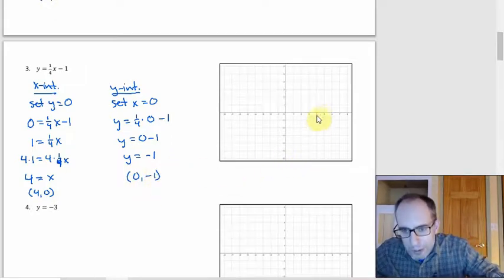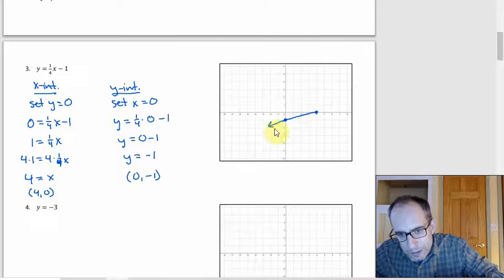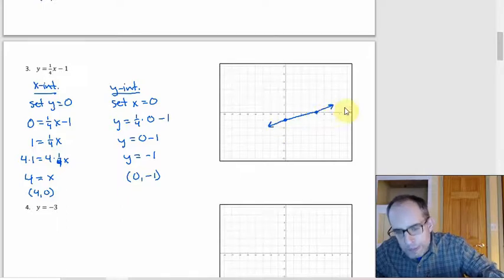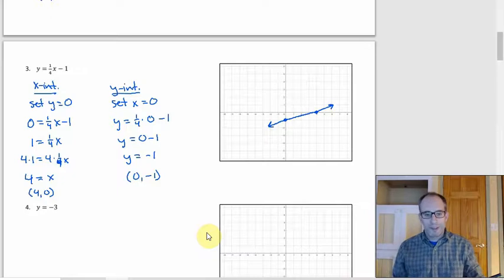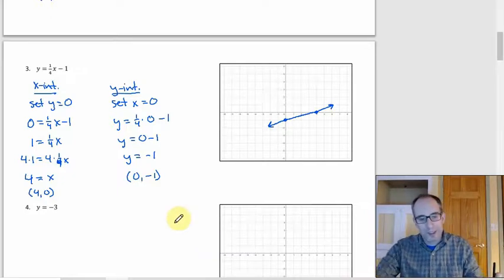Okay, so we've got our 2 points. We got 4, 0, which is right there. Then we got 0, negative 1, which is right there. Now we just have to draw in the line that goes through those 2 points. So something like that. See, had a fraction in it, but we still basically did the same stuff.